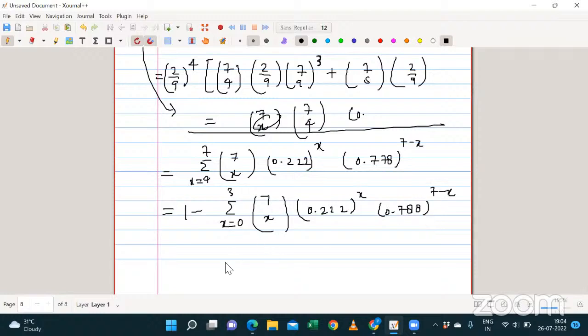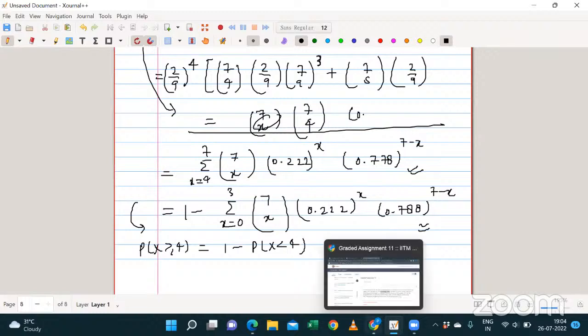Now I understood, sir. Actually, where I made the mistake: I needed to subtract from 1. Yes, because this is the probability X is greater than or equal to 4. I can write 1 minus the probability X is less than 4, right? So either you calculate from 4 up to 7, or 1 minus 0 to before 4, I mean 3. Is that clear, Vishwajit? Yes, now we can calculate, sir.